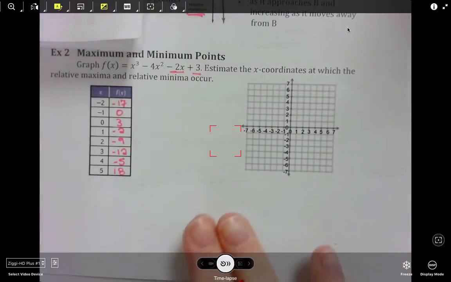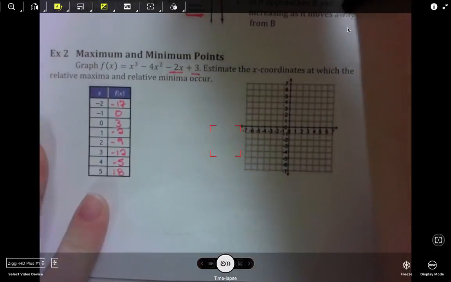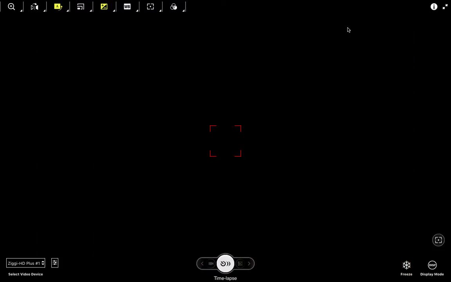All right. Okay, so maximums and minimum points. All right, so let's just graph this and see what we've got going on here, and then it might be easier to determine those maximum and minimum points. Negative 2 is at negative 17. Oh, geez.